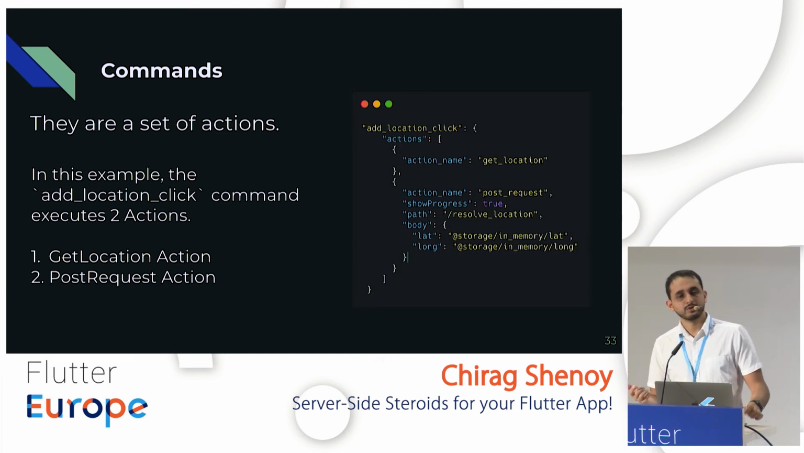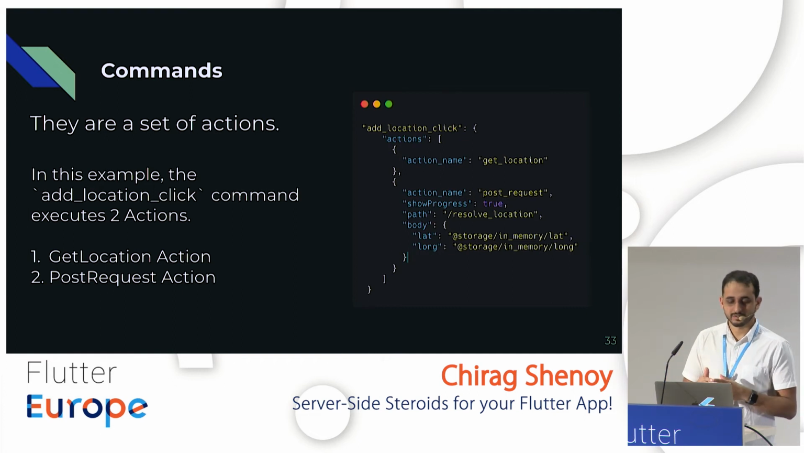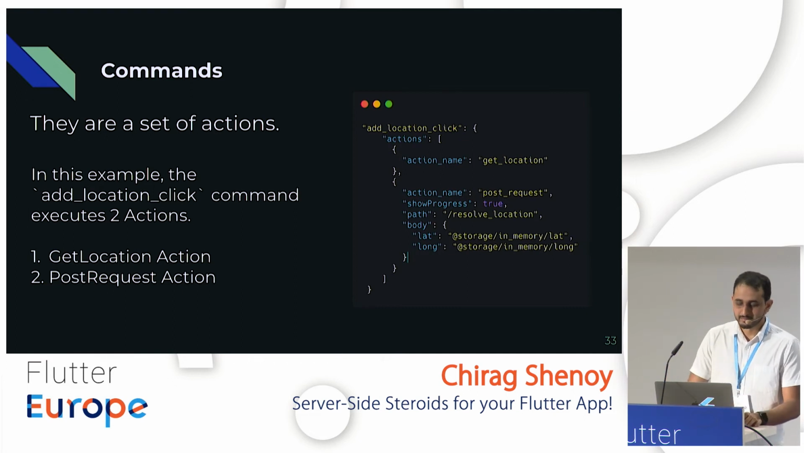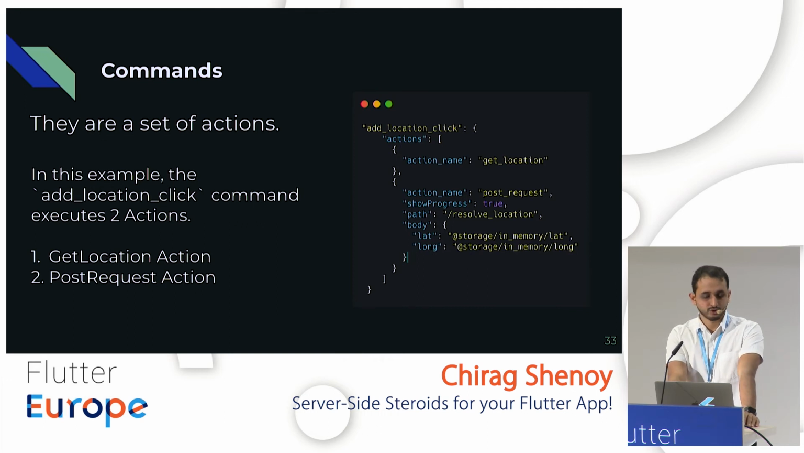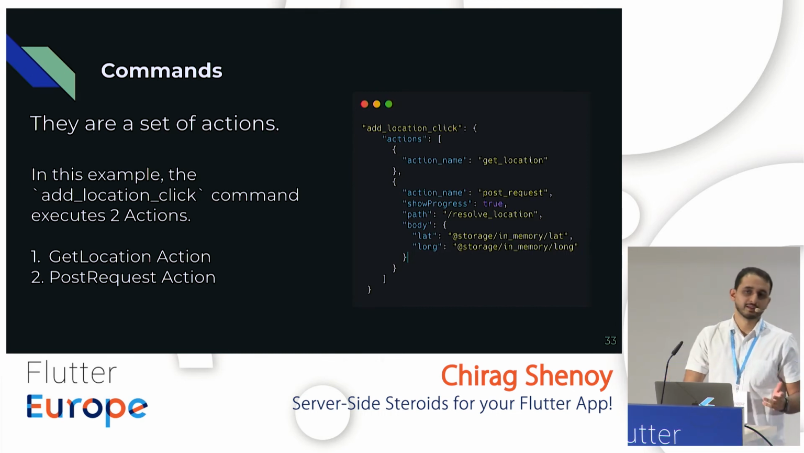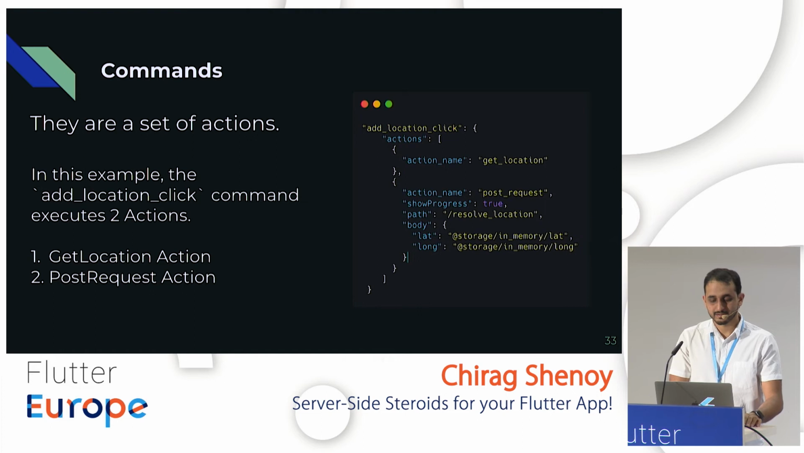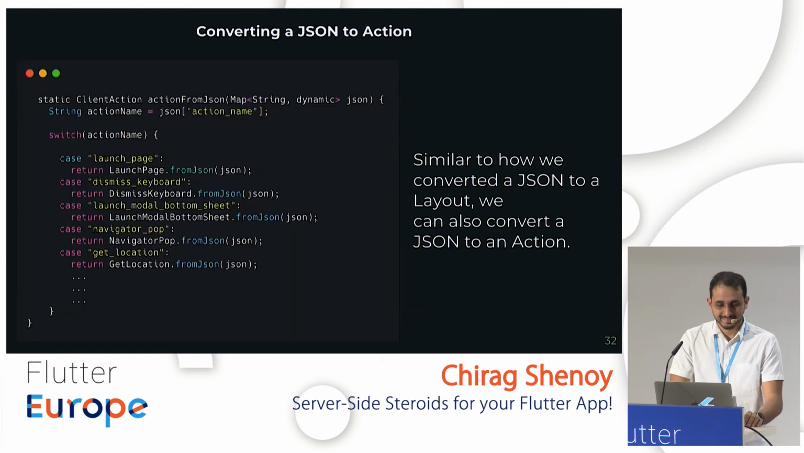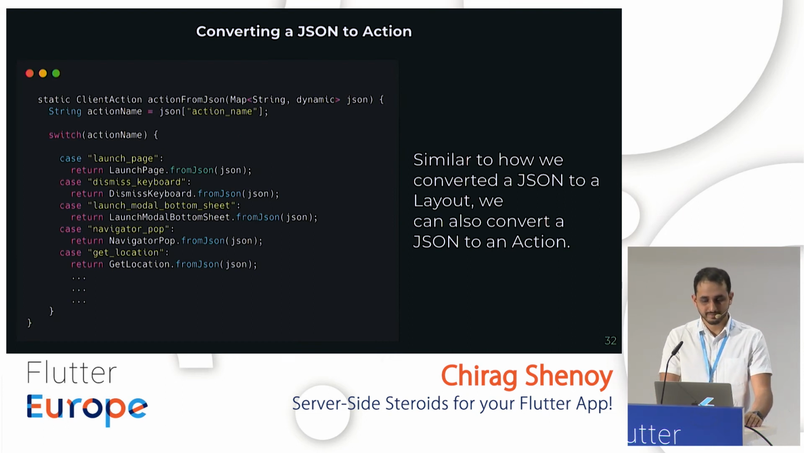So if you chain these actions together, that forms a command. In this example, there are two actions that have been combined. The first action says get location, and the second action says do a post request. So you can chain them, and you can run them either in parallel or in a serial manner based on the requirement. Again, converting JSON to action is the same thing that we have done.